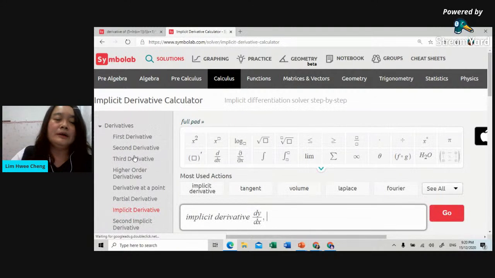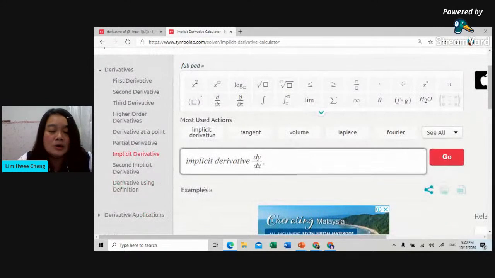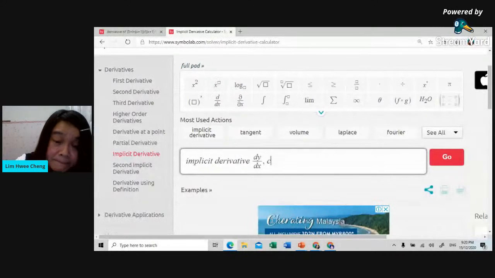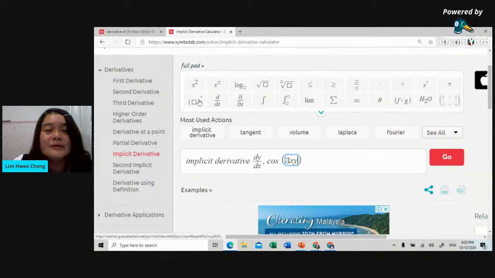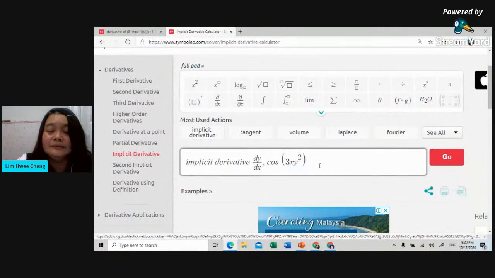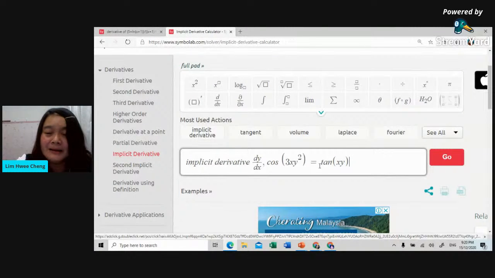Okay, so the implicit derivative, for what function? You just kindly type the question, the function: cos three x y square is equivalent to tangent xy minus the 2y. Okay, minus the 2y.